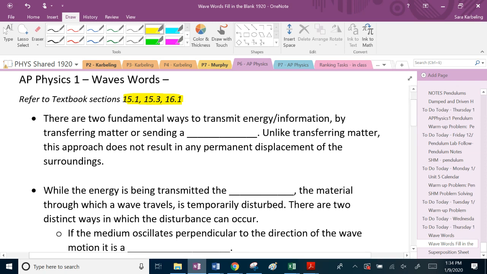Yes, I can beam it. I can yell it out. All of these are forms of waves, right? You're going to send a wave.